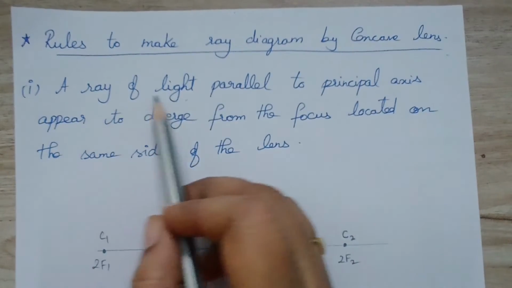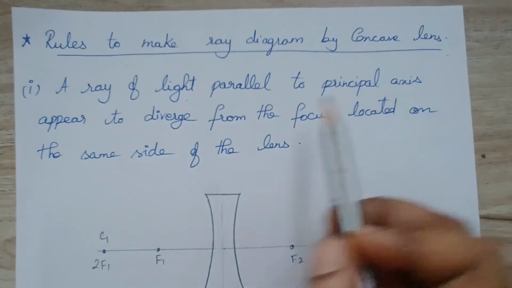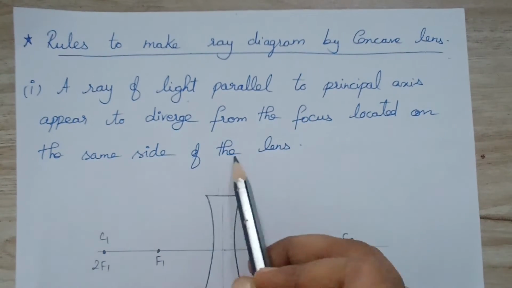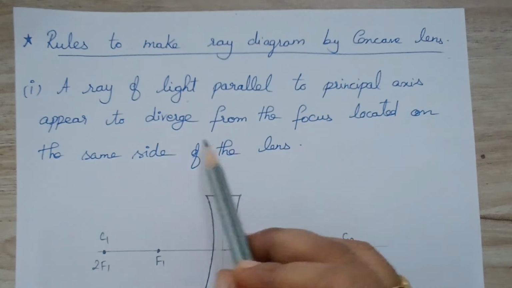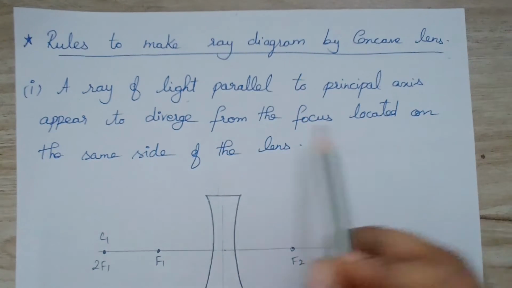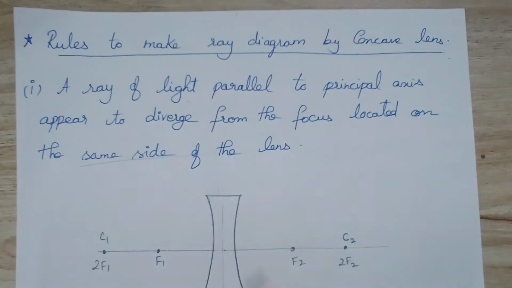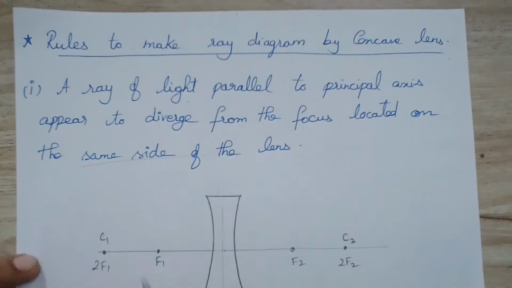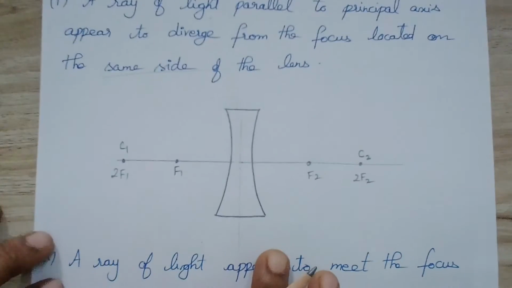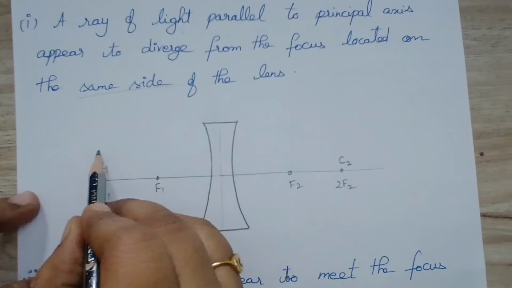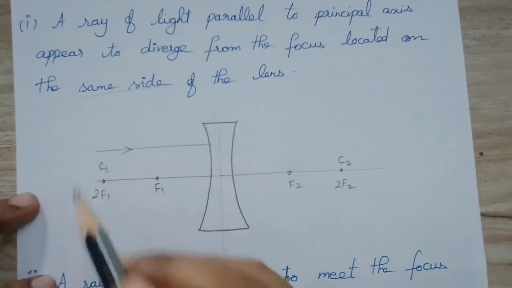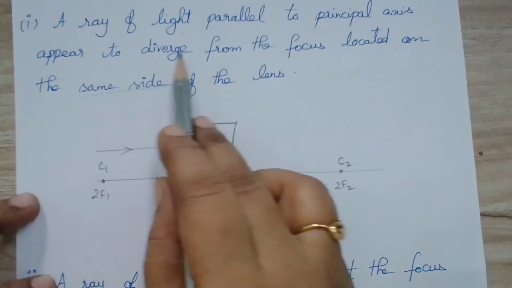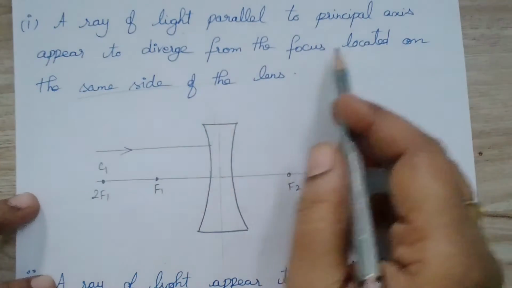Okay, when a ray of light parallel to the principal axis is incident, it appears to diverge from the focus located on the same side of the lens. This is very important. So when the ray of light is incident on the lens parallel to the principal axis, this is your principal axis, it appears to diverge from the focus located on the same side.